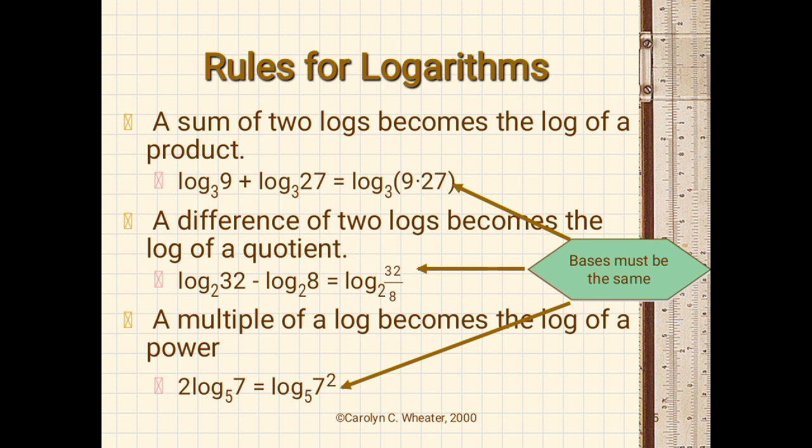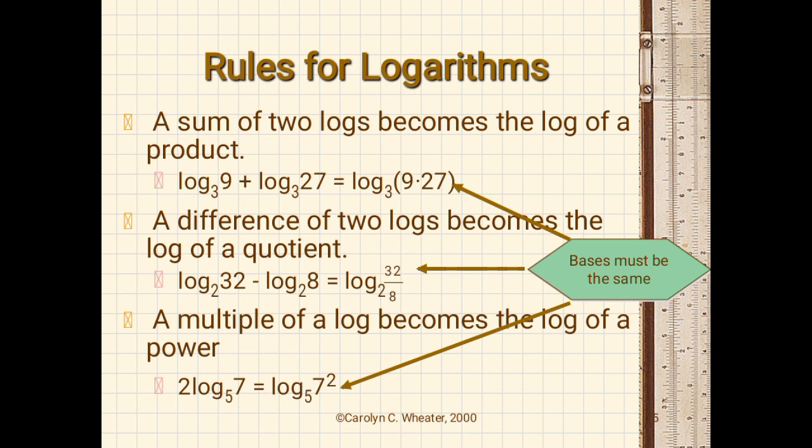A difference of two logs becomes the log of a quotient. So log base 2 of 32 minus log base 2 of 8 is equal to log base 2 of 32 over 8. Kani ana ba ito dito basta mahimo tag single log. Kung himo na to sila single log, ang minus mahimo siya og fractions.